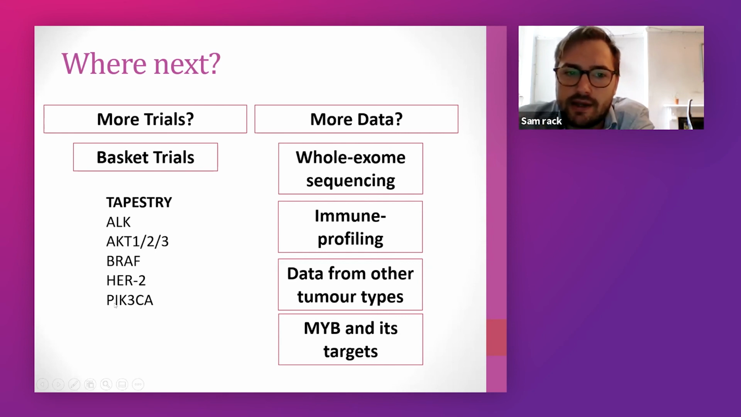And so opening hopefully in the next year is going to be the TAPISTRY trial. So this is a large basket trial, and it's looking at about 8 or 9 different variants, different changes. But I've highlighted here the ones which could affect, from what we've seen, the adenoid cystic population. So we know we've picked up changes in AKT1. We know we've picked up changes in BRAF. We've picked up changes in HER2 within other types of salivary gland cancer. And we've picked up changes in PIK3CA. So that's how the scene is changing within the trials.